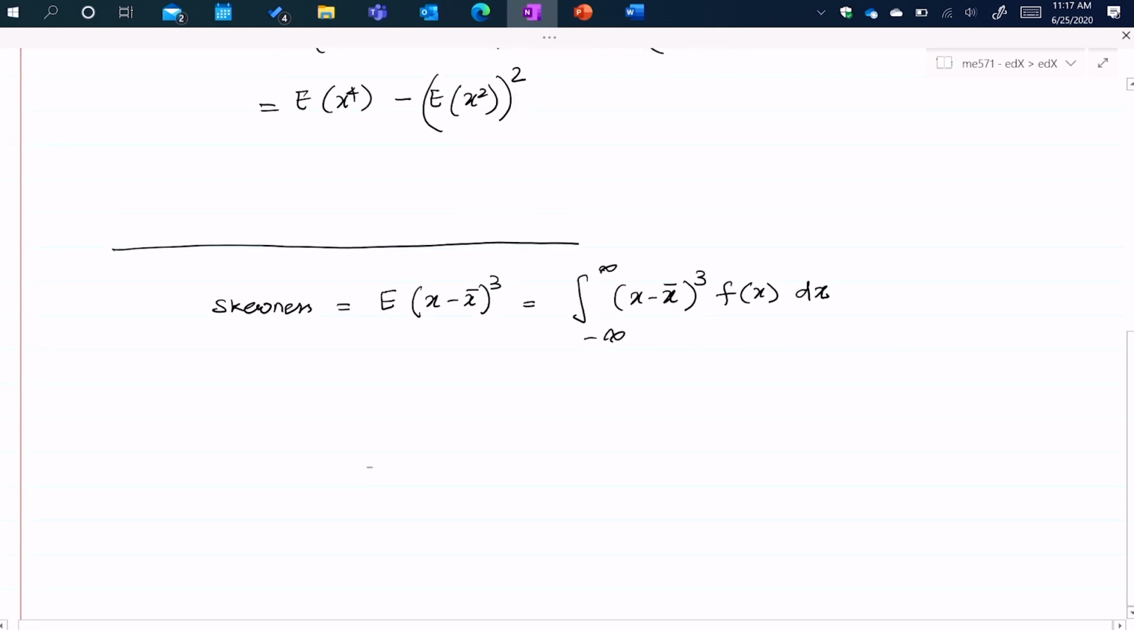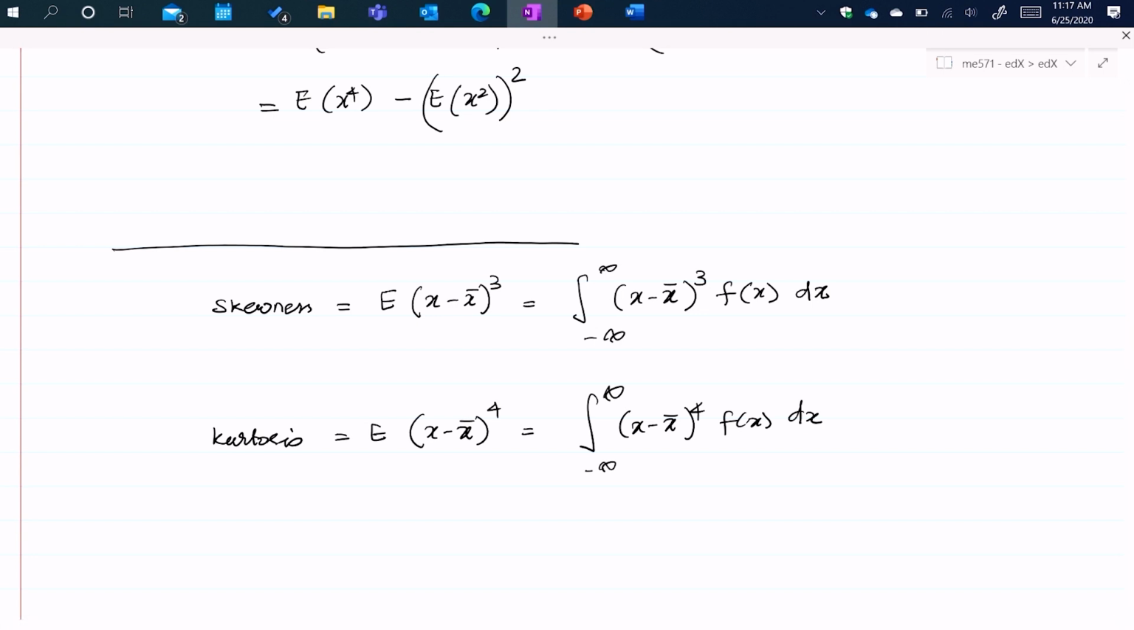and kurtosis is defined as the expected value of (x minus x bar) to the power 4. It's the integral going from minus infinity to plus infinity of (x minus x bar) to the power 4 f of x dx. These are statistical concepts, but in engineering practice, we won't use these simply because these are very hard to estimate.